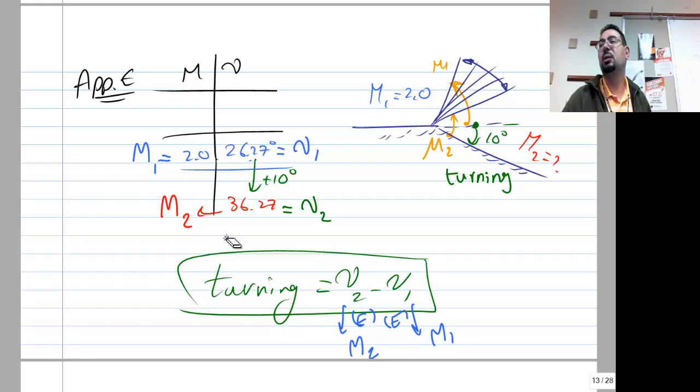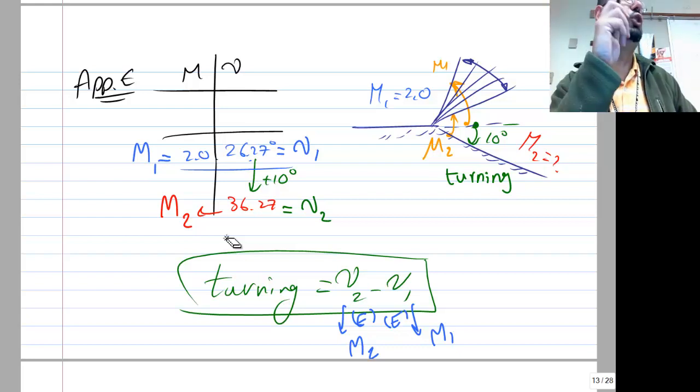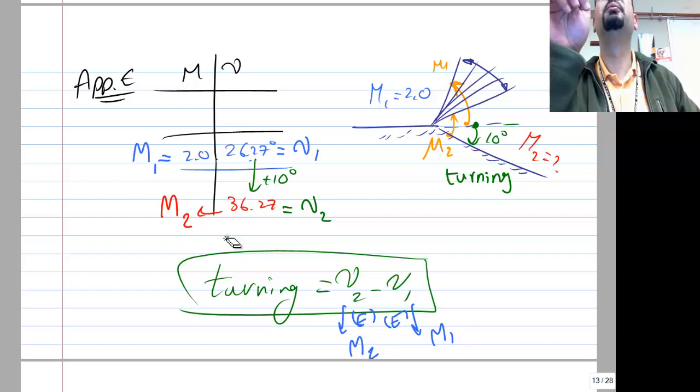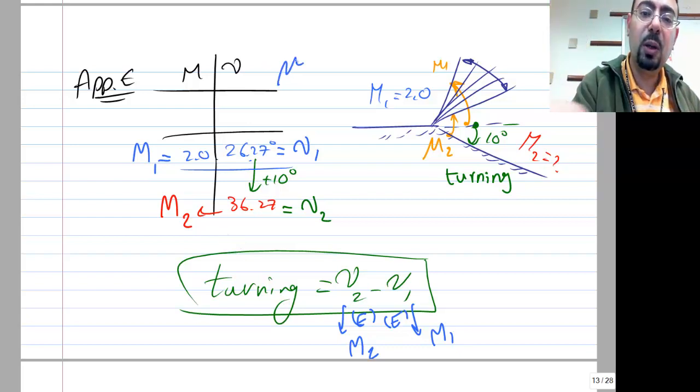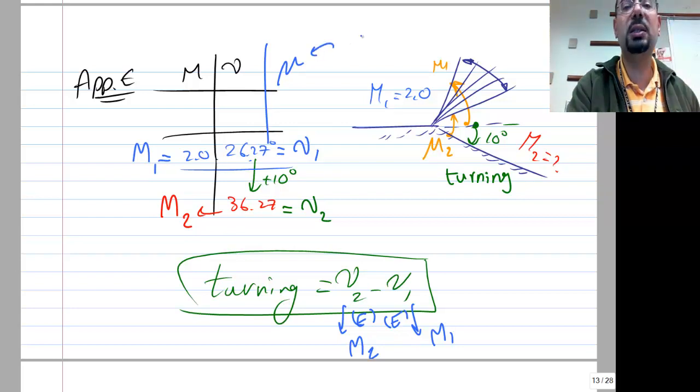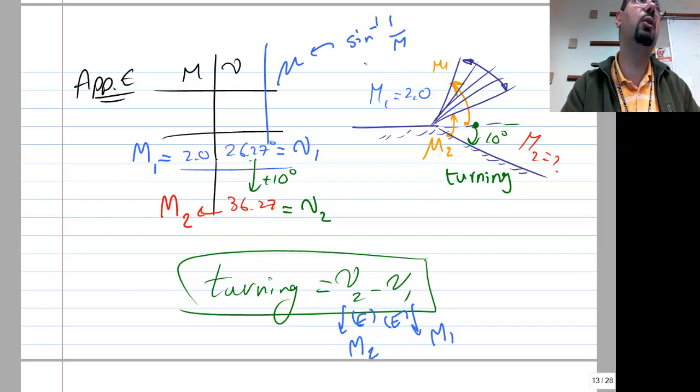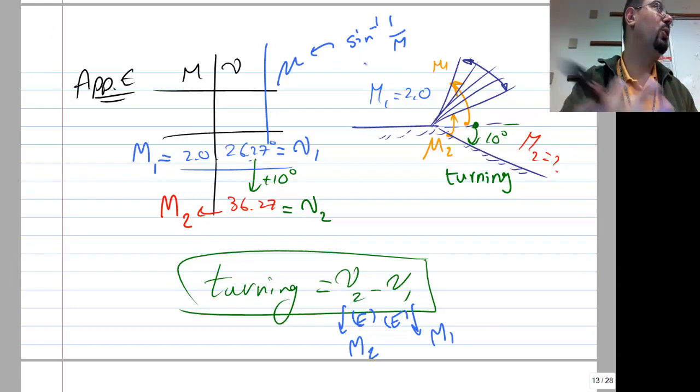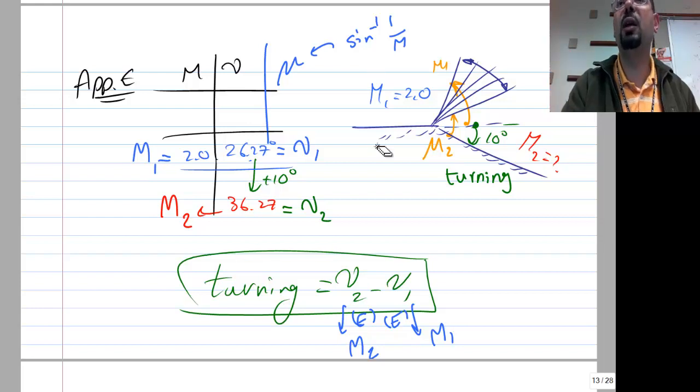Can you open Appendix E for me for a second? Page 646. How many columns do you have? Not just M and nu. There is also mu. Well, what is mu? It's sine inverse of 1 over M. He really didn't have to do that, but he's so nice, so he just also threw in another column, mu, for us. But you can generate mu. You don't need the table for it. Sine inverse of 1 over M.